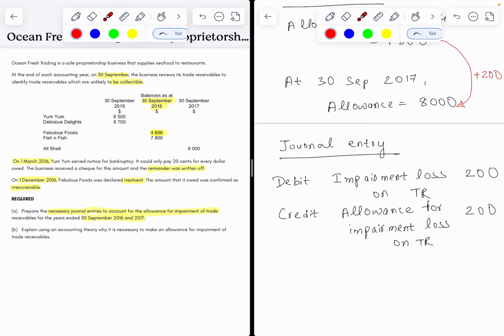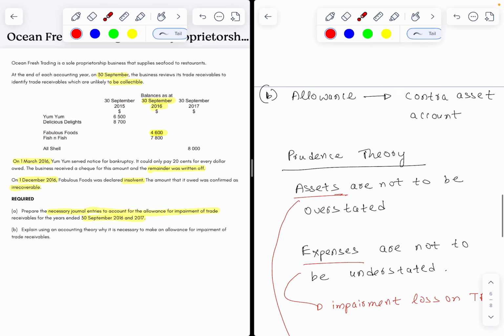Now let's go to part B. Explain, using an accounting theory, why it is necessary to make an allowance for impairment of trade receivables. Now, we already understand that allowance for impairment of trade receivables is a contra asset account. And the reason we call this a contra asset account is because for the asset account trade receivables, whatever likely reduction these trade receivables will go through, we will be storing them in a separate account, which is this allowance account, okay? Now, what does the prudence theory say?